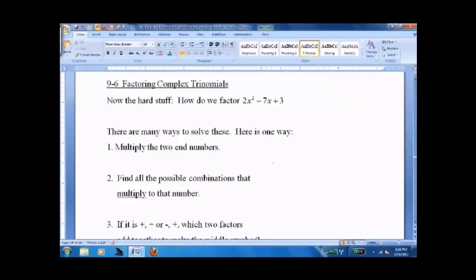So multiply the two end numbers. That's 2 and 3. 2 times 3 equals 6. Find all the possible combinations that multiply to that number. Well, you just had 2 and 3, but we'll go through them. 6, 1, 3, 2, and this time I put them all, whether they are bigger or smaller. Can take some time.